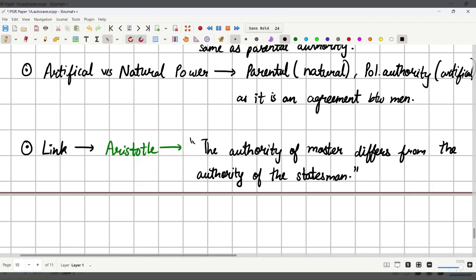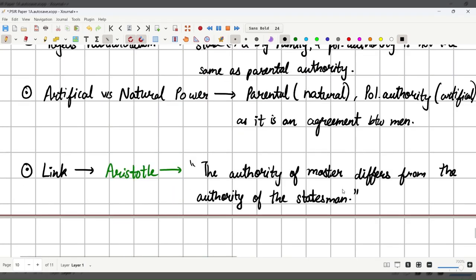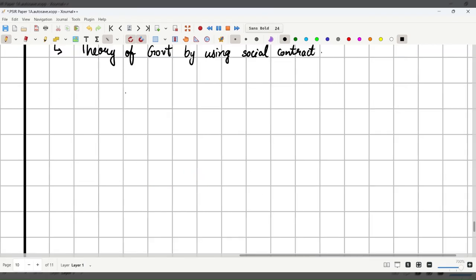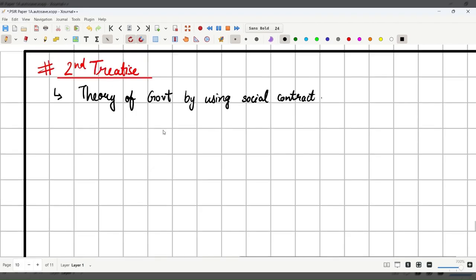So with this, the first treatise is over. Now, in his second treatise, he gives the theory of the liberal state, where he explains a few concepts like the state of nature, his theory of property, his social contract tradition, then limited government, separation of powers and the right to revolution. So now we are going to study his second treatise.